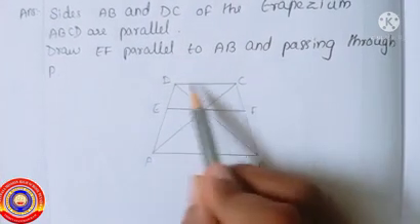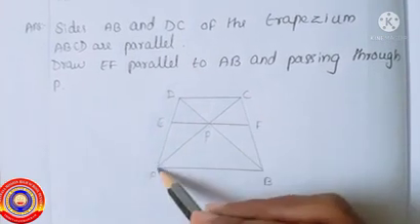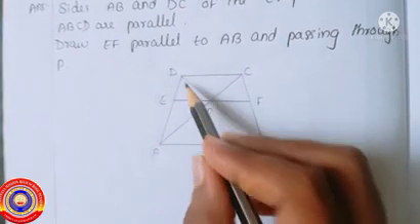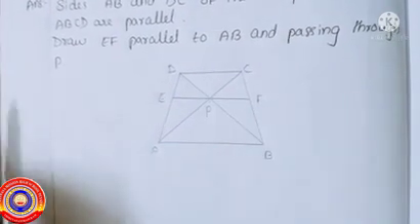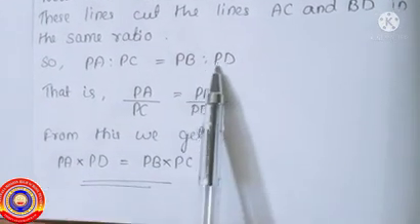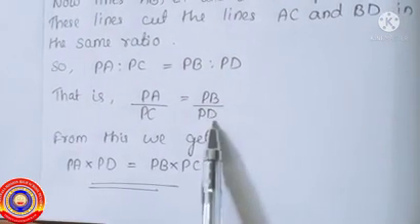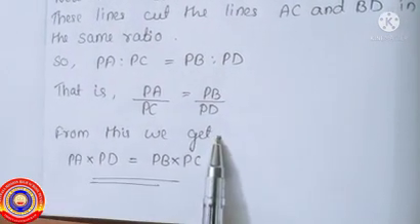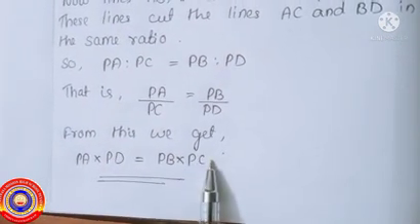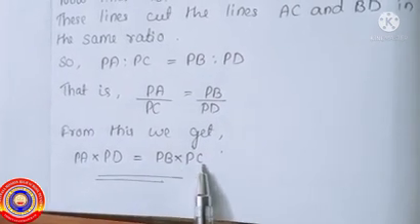These lines cut AC and BD in the same ratio. So PA is to PC is equal to PB is to PD. That is, PA by PC is equal to PB by PD. From this we get PA into PD is equal to PB into PC by cross multiplication. Hence, we have proved the question.